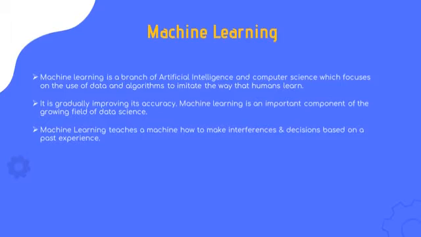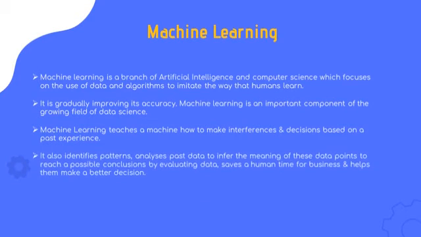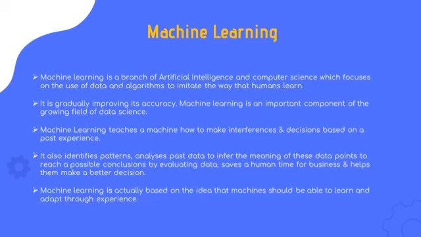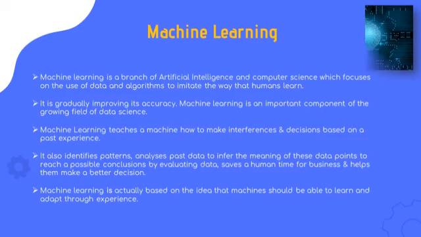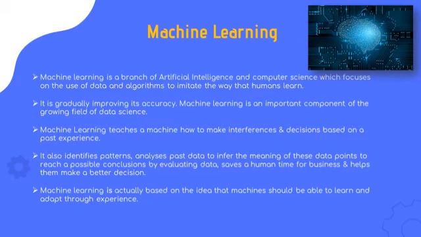Machine learning teaches a machine how to make inferences and decisions based on past experience. It also identifies patterns and analyzes past data to infer the meanings of these data points to reach a possible conclusion by evaluating data, which saves human time for businesses and helps them make better decisions. Machine learning is based on the idea that machines should be able to learn and adapt through experience.